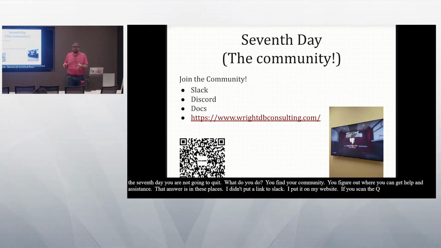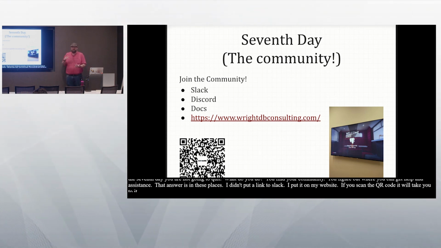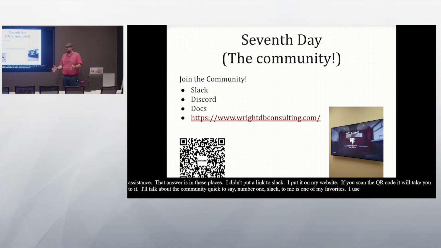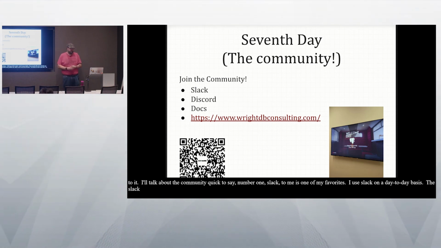I will talk about the community here really quick. Number one, Slack, to me, is one of my favorites. I use Slack every day, so going to the Postgres Slack, it's just another bar on there. It's really easy to get to. It makes a lot of sense. It's very quick. There's a lot of people answering questions. Discord is a lot less used. It's definitely got a lot of fast answers, but there's only about 200 or 300 people in it, whereas the Slack channel has like 14,000. So it's a big difference in numbers.